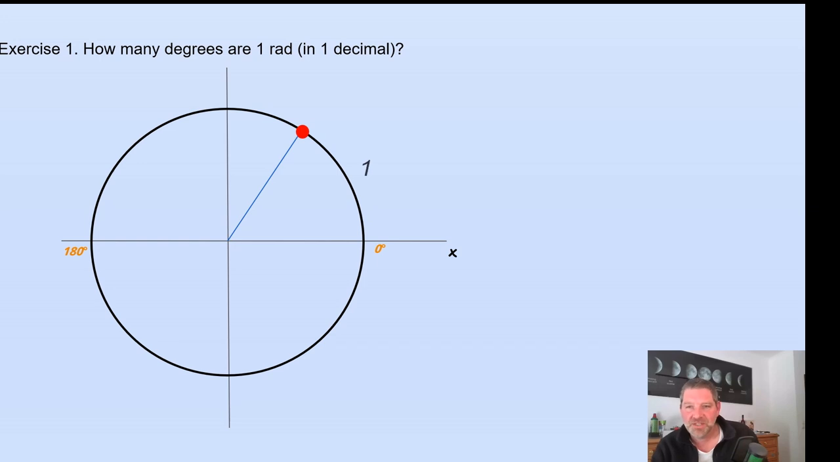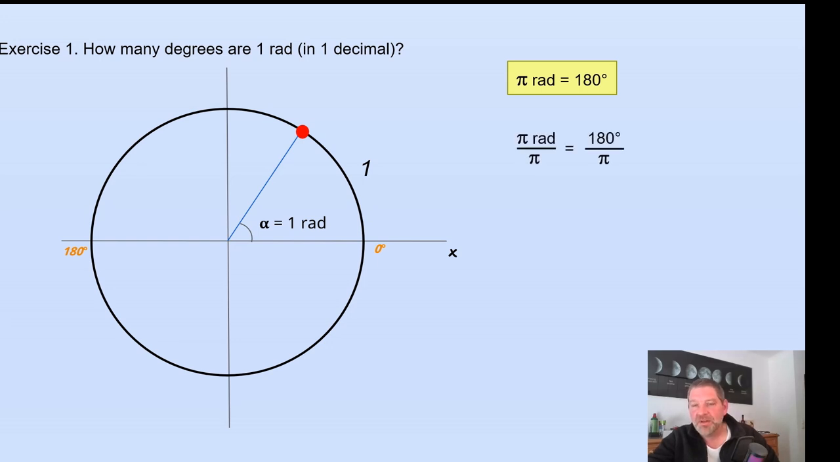Next, we're going to have a look at a couple of examples calculating between radians and degrees. So here's the first one. How many degrees are 1 radian in 1 decimal? Alright, so the angle is 1 radian, and we know that pi radians is 180 degrees. Now if we divide both sides of this equation by pi, we can see how many degrees is 1 radian. So here's 1 radian is 180 degrees divided by pi. Pi is just a number, so you can put this in your calculator and then you would get 57.3 degrees. So 1 radian is 57.3 degrees.